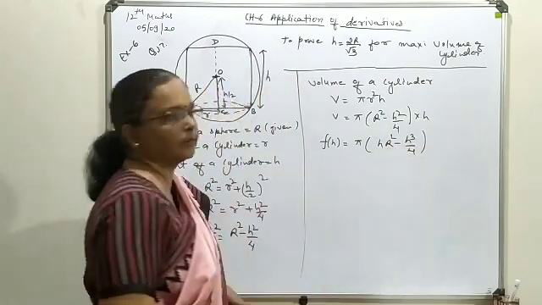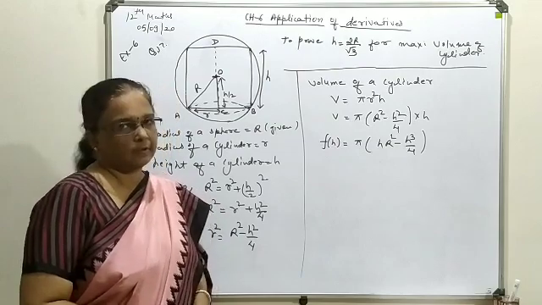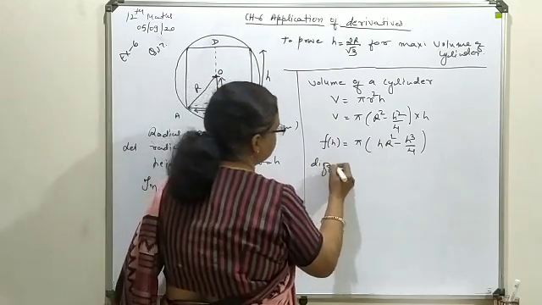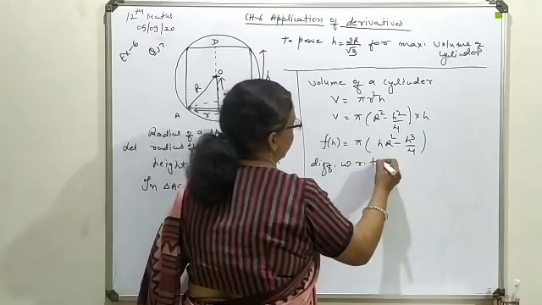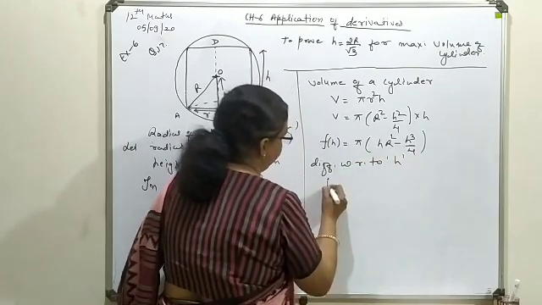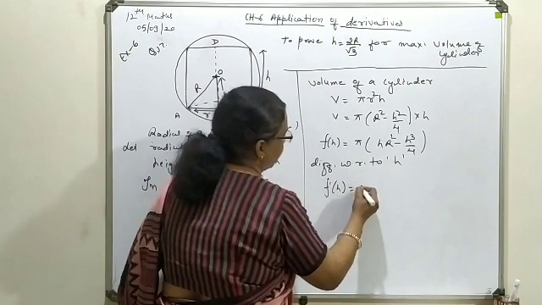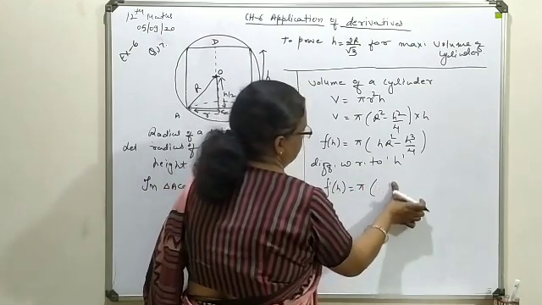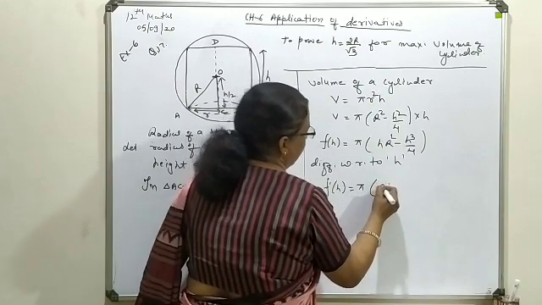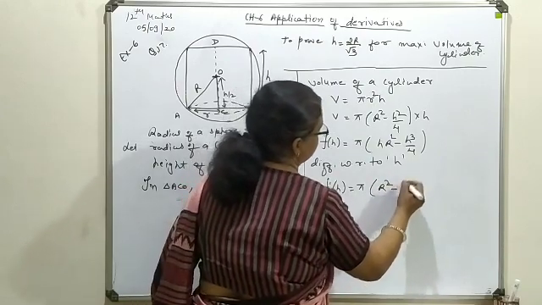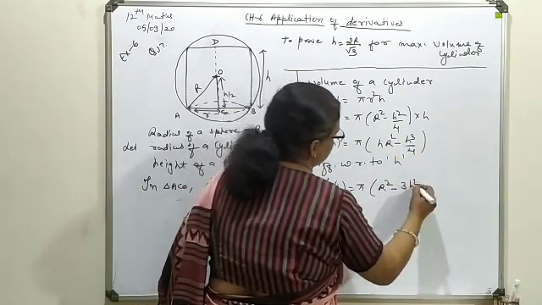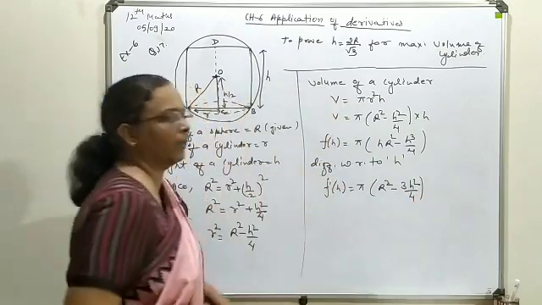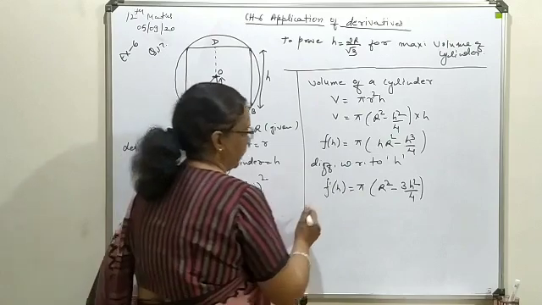Now this is available for further solution by differentiation. So differentiate with respect to h. f dash h is pi times 2h R square minus 3 h square upon 4. Now for maxima and minima, we will find this interrelation.